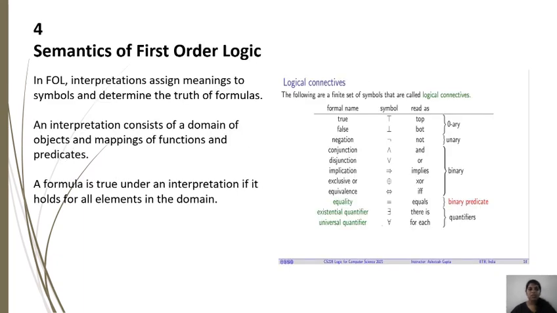Now let us see what are semantics of first order logic. In FOL, interpretation assigns meaning to symbols and determines the truth of formulas. An interpretation consists of a domain of objects and mapping of functions and the predicates. A formula is true under an interpretation if it holds for all the elements in the domain.